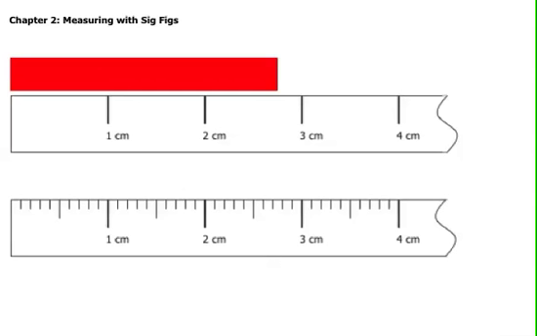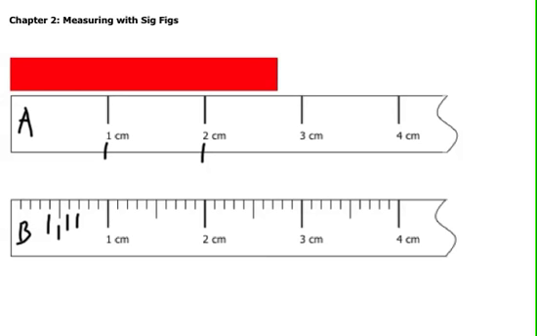You can see here we have two different rulers. One of them is not very precise. We'll call that ruler A. Ruler B is more precise because it has much finer markings. So you can see here that the markings on ruler A are only every 1 centimeter, whereas the markings on ruler B go to every 1/10 of a centimeter, which makes it a more precise measuring tool.